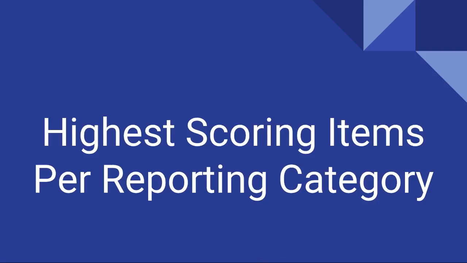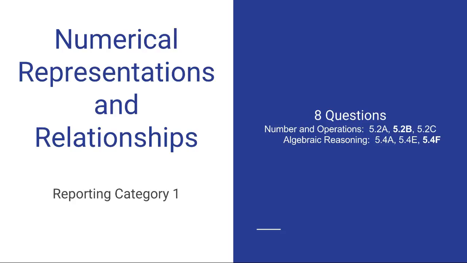So now we're going to look at the highest scoring items per reporting category. As we look at these, I want you to think, what are the similarities that we're seeing? We're going to go through these by reporting category. You'll see on the right side how many questions are tested in each reporting category and what the student expectations are for each. Anything that's bolded is the readiness standard.